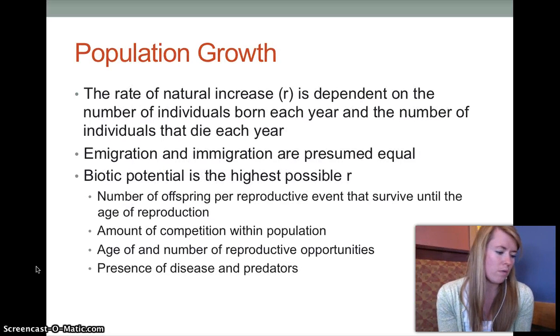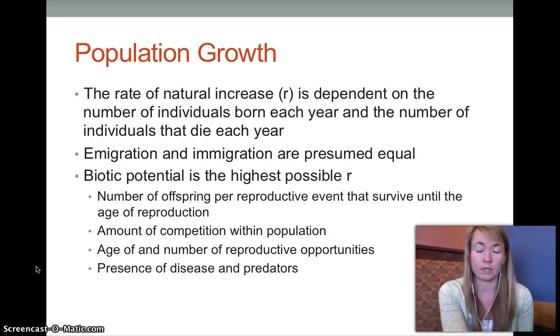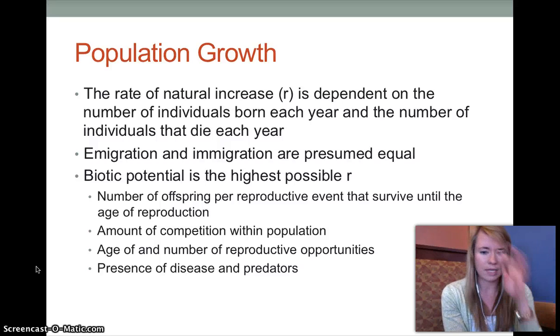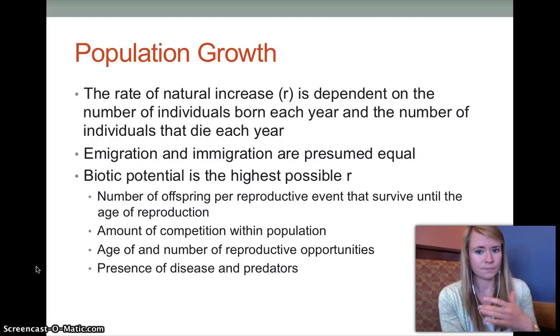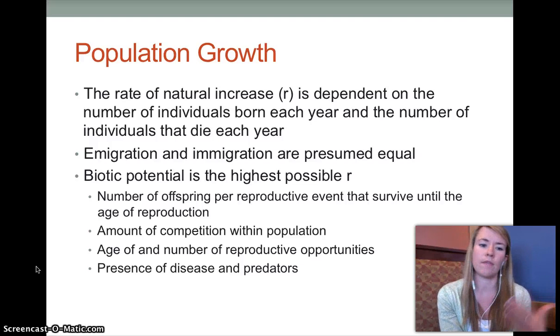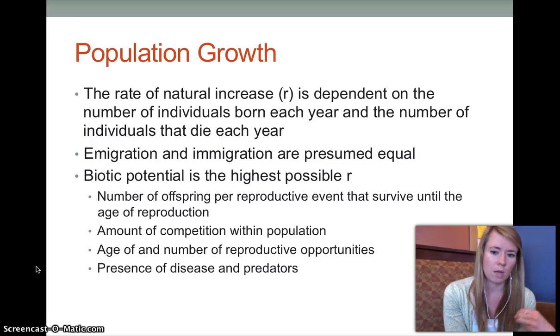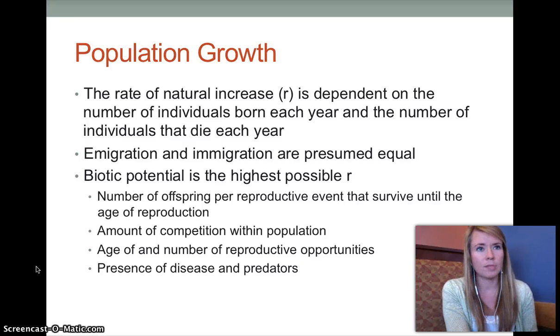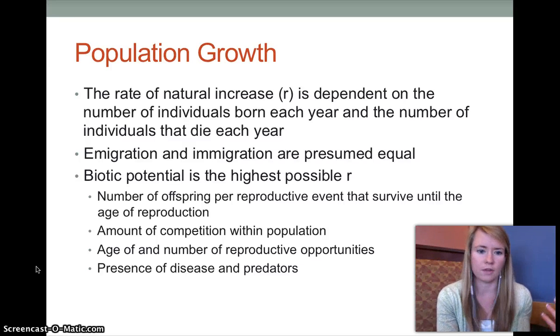Then we move on to population growth, which is the rate of natural increase, which we're going to talk about as R, and is dependent on the number of individuals born each year and the number of individuals that die each year. That makes sense. So how much it's increasing is based on how many babies are being born and how many are dying. One thing that we do consider when we talk about this is that emigration and immigration, so individuals leaving the population and individuals joining the population, we're going to say that they're equal, that does not affect this when we're talking about this in theory. And so biotic potential is defined as the highest possible R. So the highest possible population growth that would be possible if there weren't other factors happening.